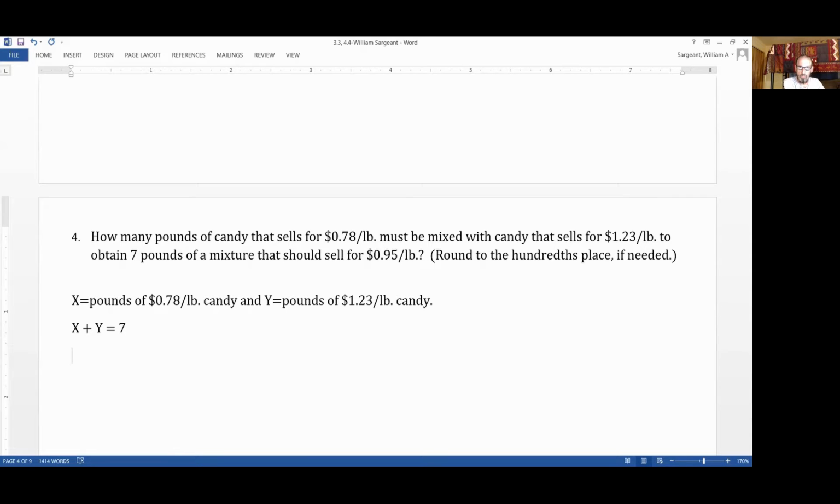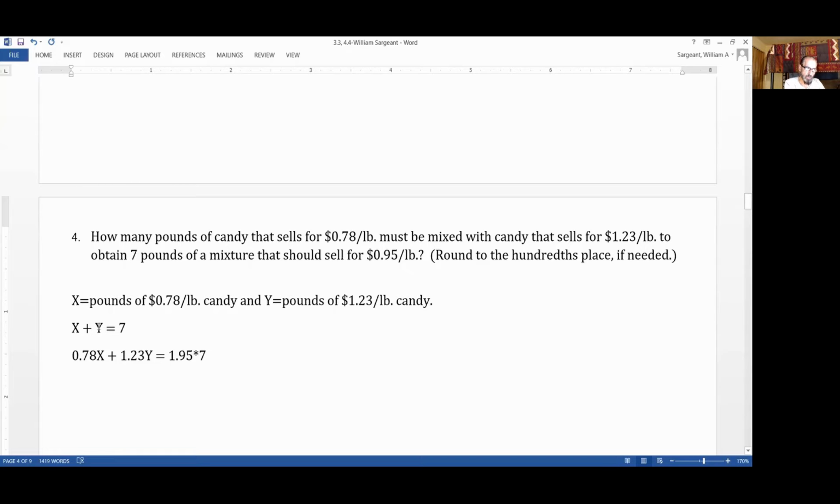Whereas we need another equation taking into account the prices, using price per pound times number of pounds would give us price. And we need to do that on the other side as well. We need the $0.95 multiplied by 7, which is $13.65.